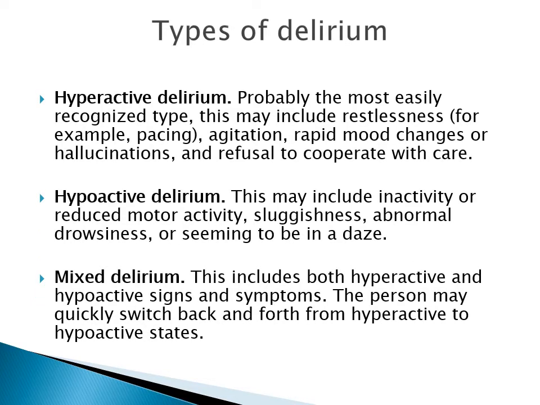There are two types of delirium. One is hyperactive, another one is hypoactive delirium. Hyperactive is the one that is most easily recognizable. This includes restlessness, agitation, rapid mood changes, and hallucinations, and the patient may also refuse to cooperate with care.